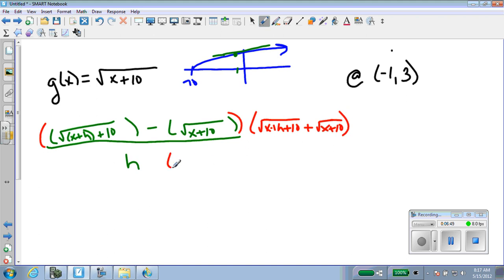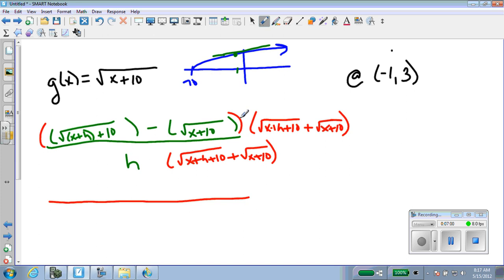We'll do that on the bottom: the square root of x plus h plus 10 plus the square root of x plus 10. So in my numerator, the first terms give me x plus h plus 10. Outside terms and inside terms will cancel out, so then I'm just going to get minus x plus 10, over h.